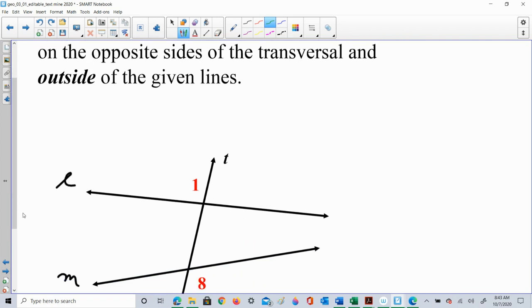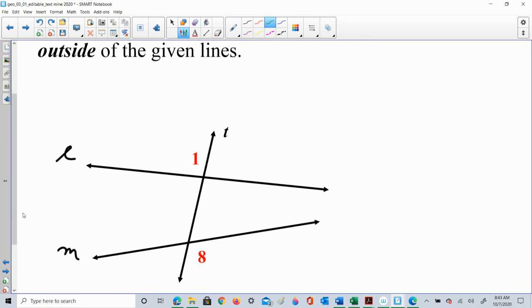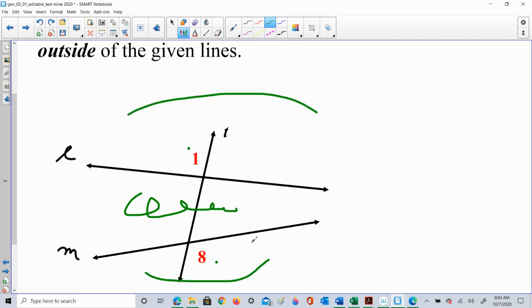Alternate exterior angles. Two angles that lie on opposite sides of the transversal and outside of the given lines. Well, here we have angle 1 and angle 8. They're on opposite sides of line T. One is on the left, one is on the right. Angle 1 is above line L. Angle 8 is below line M. So they're outside. This is interior, right? This is inside. Out here is outside, exterior. Alternate, the alternate sides of T, exterior, outside.